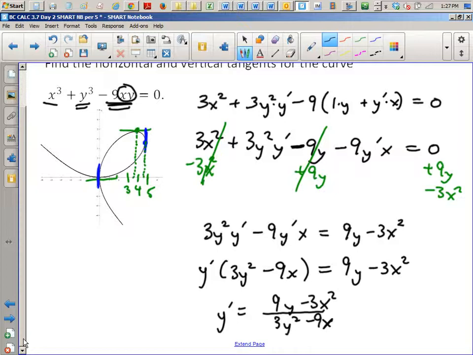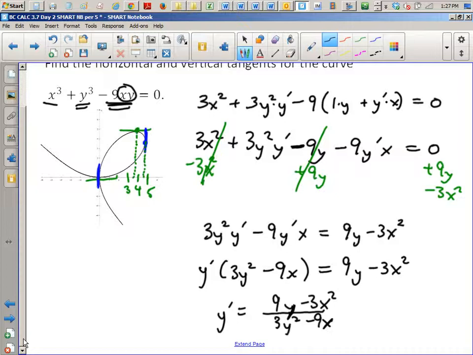Okay, so no surprise that we have an interesting looking derivative there. It's an interesting looking graph. So now, what are we going to do? Well, if we want to find the horizontal tangents, we're going to want to set this equal to 0, because we want where the slope is 0. But if we want to find the vertical tangents, we're going to want to set this equal to undefined.